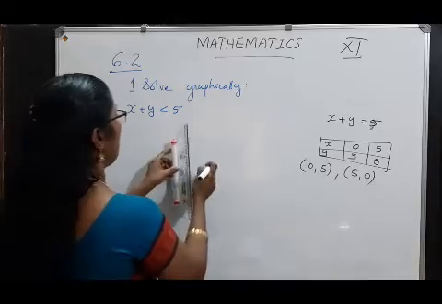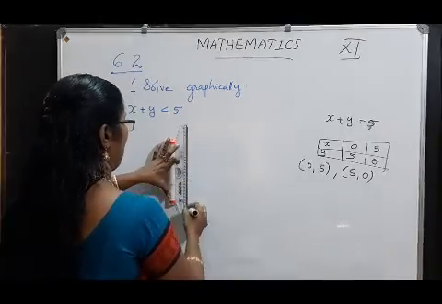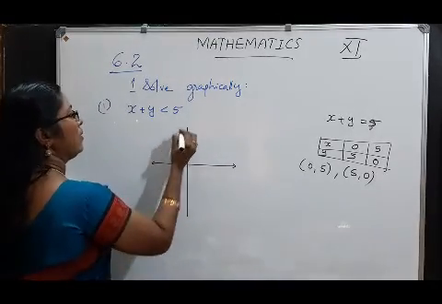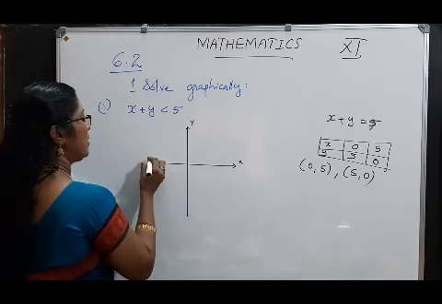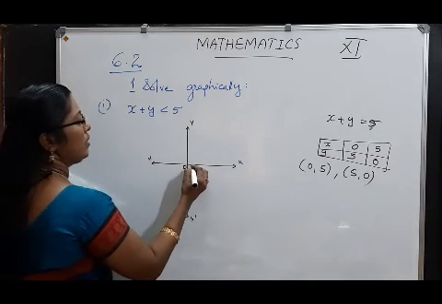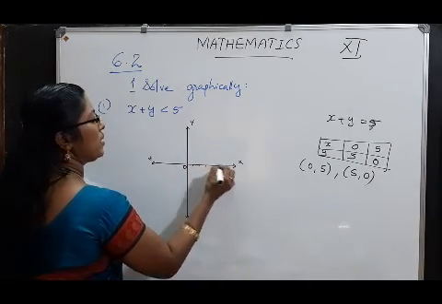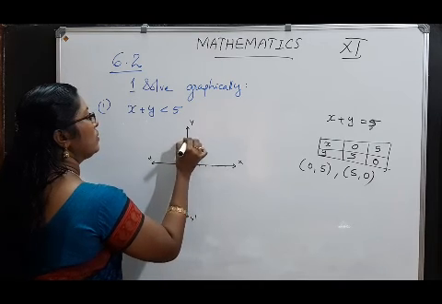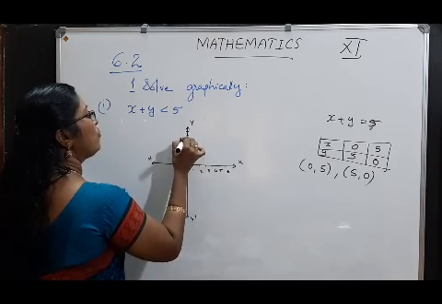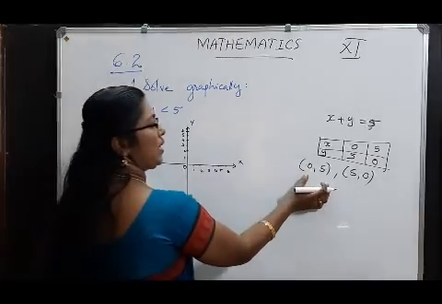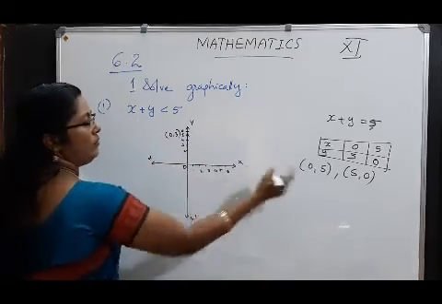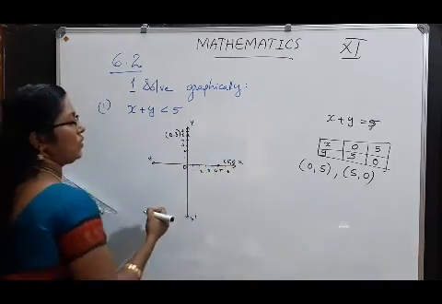First of all, draw the axes: y, x dash, y dash, origin, then 1, 2, 3, 4, 5, 6 on each axis. The first point is 0, 5. Here is the position 0, 5 and 5, 0. This is 5, 0, and join.